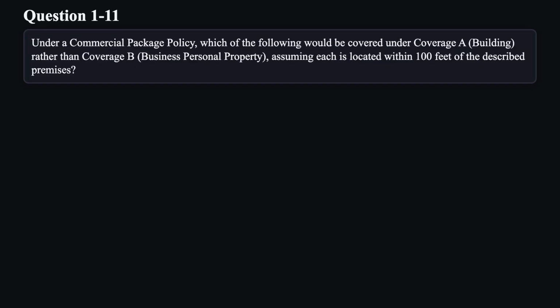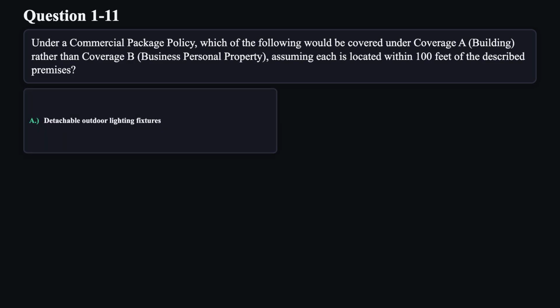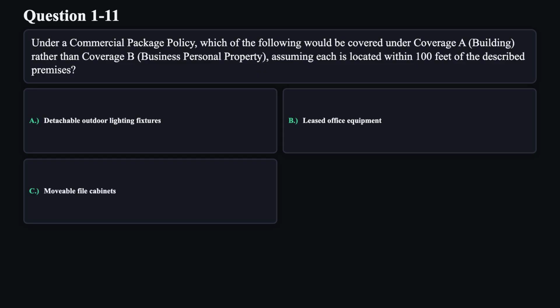Question 11. Under a commercial package policy, which of the following would be covered under Coverage A, building, rather than Coverage B, business personal property, assuming each is located within 100 feet of the described premises? A. Detachable outdoor lighting fixtures. B. Leased office equipment. C. Movable file cabinets. D. Shrubs and trees.